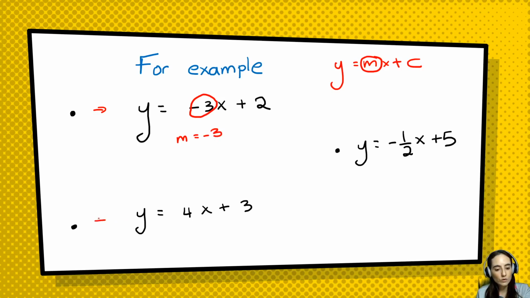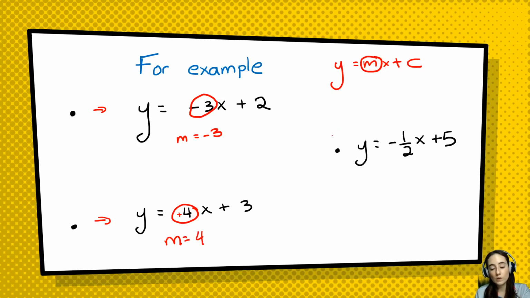Now let's move on to this example. Again, we're looking for m. It's the one that is attached to x with a times, even though we can't see it. This would be it. We don't see a sign, and when we don't see a sign, it means it's actually a plus. So our m here will be plus 4, otherwise known as 4.